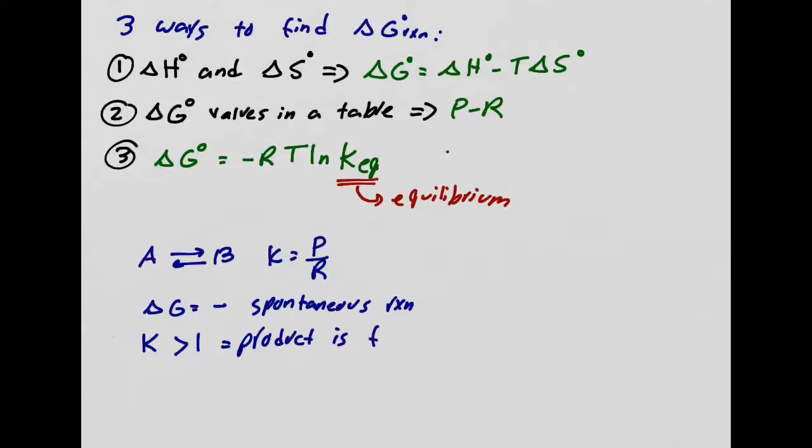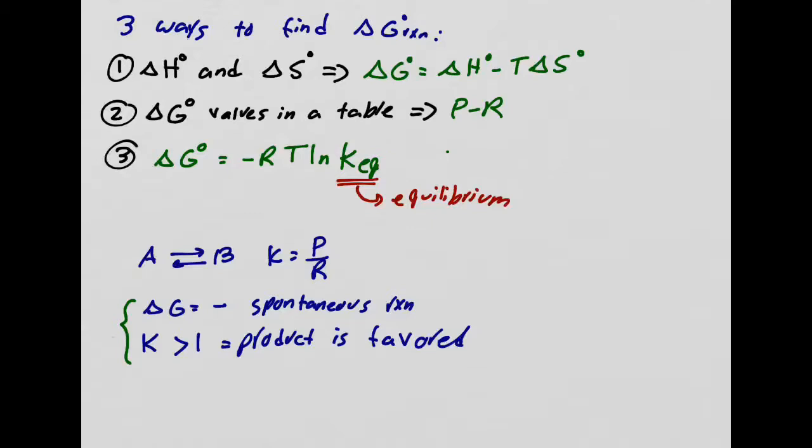So the reaction will happen in the favor of the product. I want you to remember these two, because delta G negative, spontaneous reaction, K is larger than 1, that means product is favored. Those are good things. The reaction will happen. Now, I mentioned over here that this one is a standard condition.